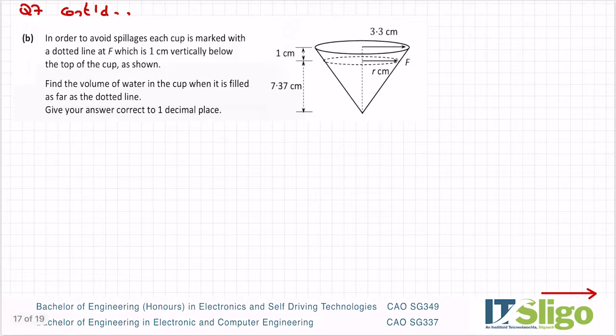Okay, part B. In order to avoid spillages, each cup is marked with a dotted line at F, which is 1 centimetre vertically below the top of the cup as shown. Find the volume of water in the cup when it is filled as far as the dotted line. Give your answer correct to 1 decimal place. Okay, so we want to fill the cup up with water to the dotted line.